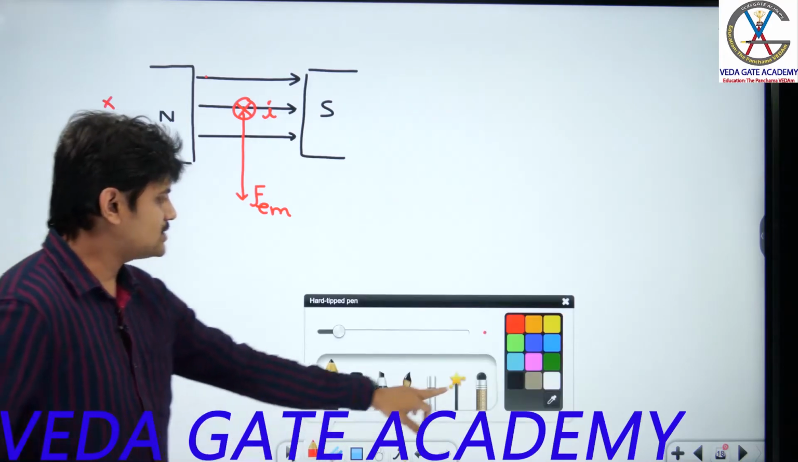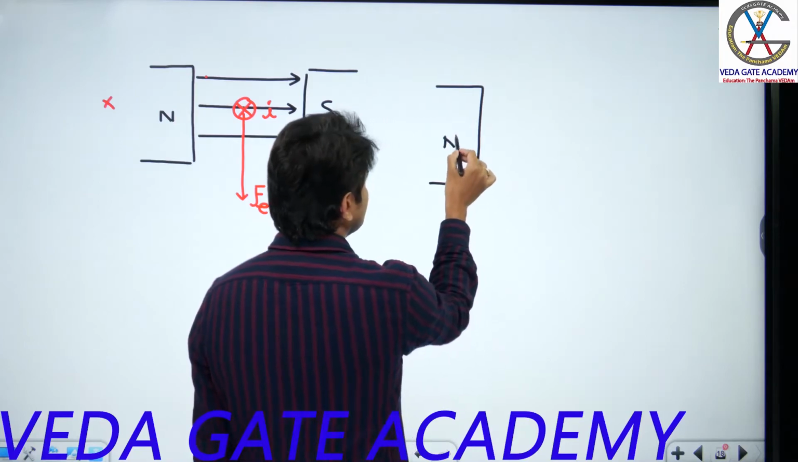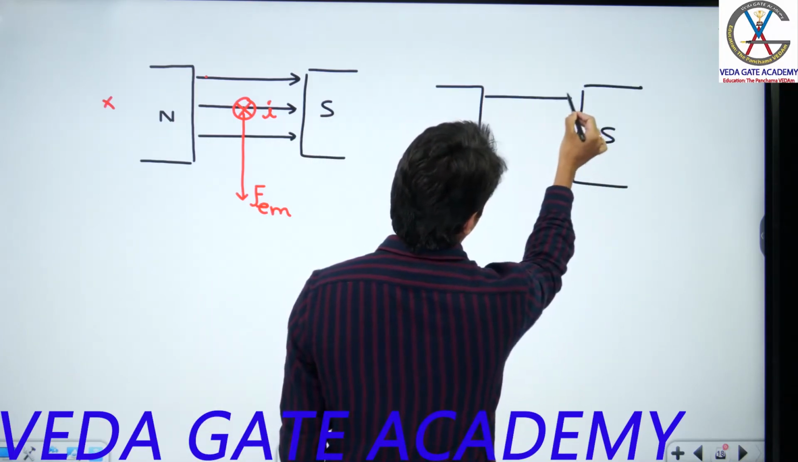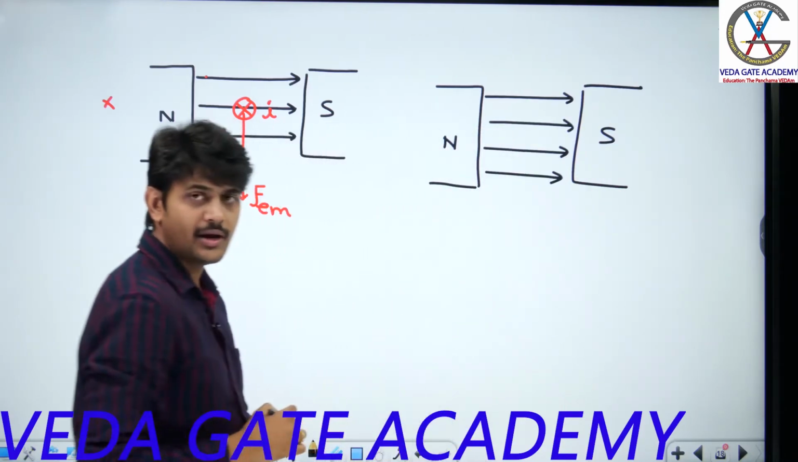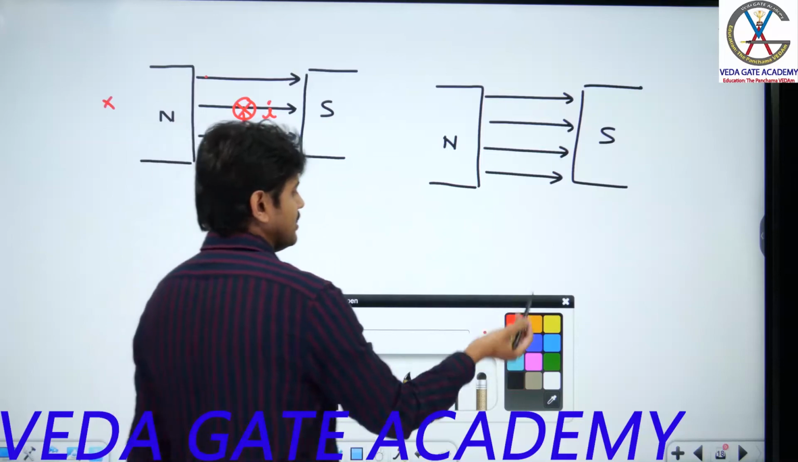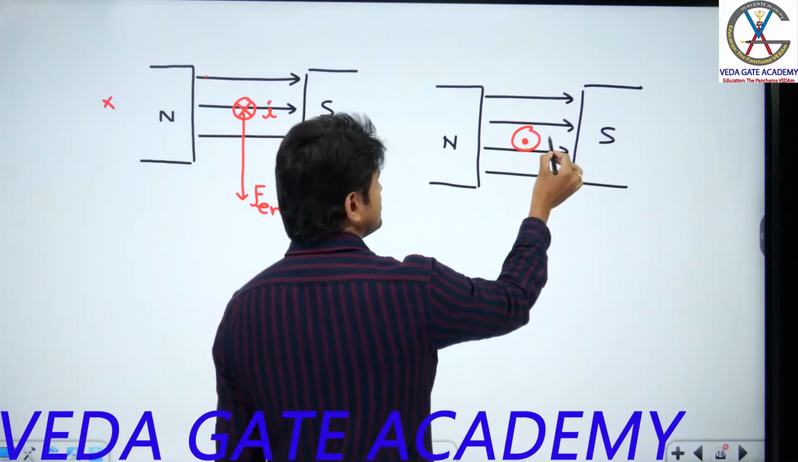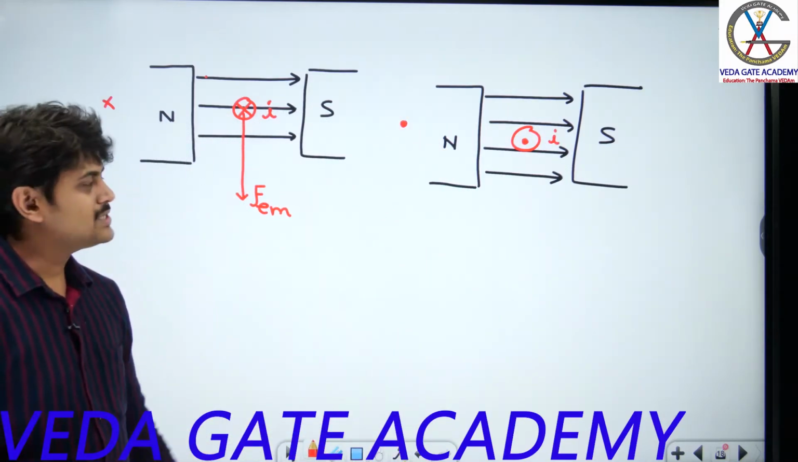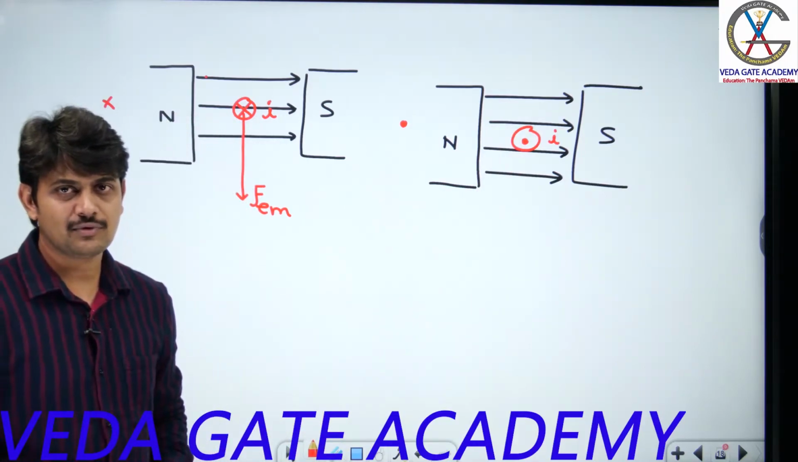Let me take one more case. Suppose I take a magnetic field in this fashion. Let us assume this is north and this is south pole, and this is the direction of flux lines. Now I am placing a conductor and allowing the current to flow through the conductor in this fashion. Here the dot represents out of the plane. Obviously my conductor is carrying current and is placed in a magnetic field, so it will experience force.